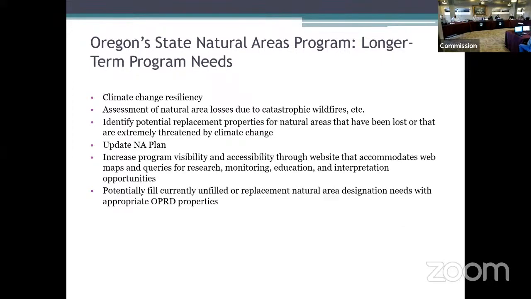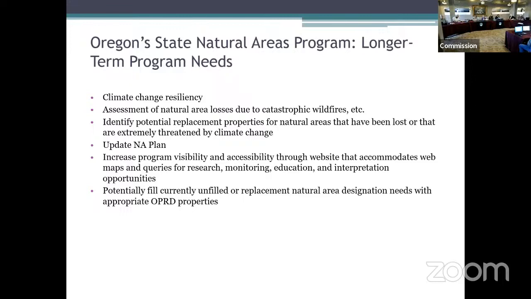Longer term program needs. We need to start thinking about climate change in our system of state natural areas. And this is something that we've been talking about quite a bit with the Interagency Research Natural Area Committee. A lot of our natural areas are poised to become something different than what they were originally designated for. And it would be good to look for replacements so that the museum still has a representative piece for each one of those habitat types or species. We need to assess natural areas systematically that have been disqualified because of issues like catastrophic wildfires.